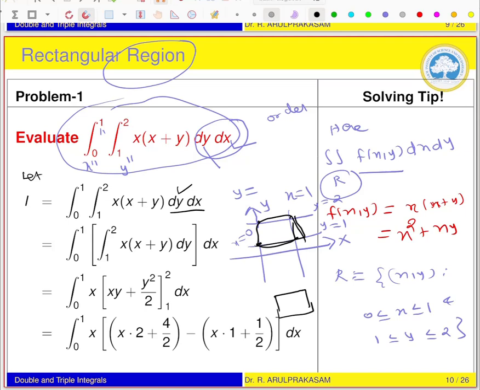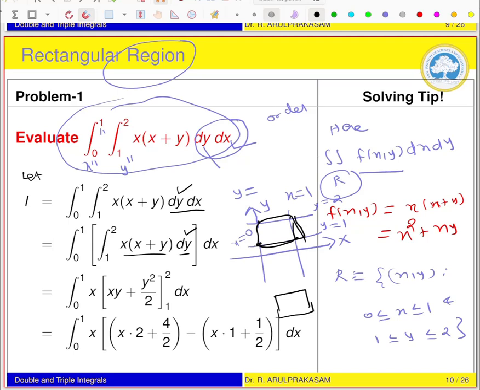I am taking the inner integral from 1 to 2, the function with respect to dy. The bracket I have mentioned: first I have to integrate the single integral with respect to y. The result is our outer integral function value. That is the meaning. If I am integrating with respect to y, you always treat x as constant. If you are integrating with respect to x, you always treat the other variable y as constant.